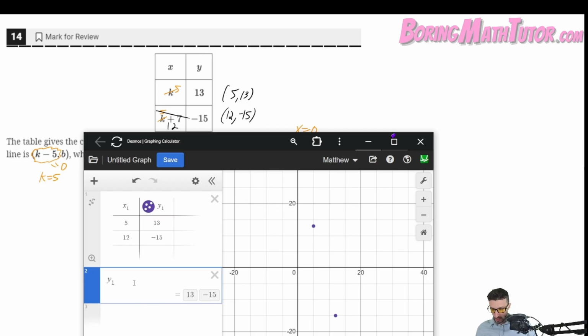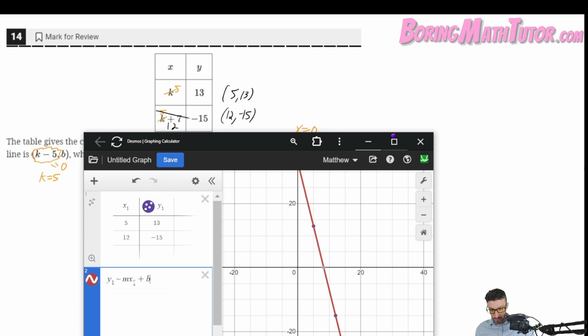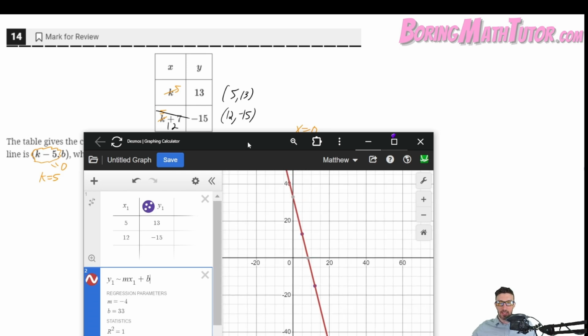Now, the way you do it is instead of putting an equal sign, you put a squiggle sign. So instead of putting y, you put y1. Instead of putting the equal sign, you put a squiggle sign. Then we want it to be in the form of mx plus b. So that's going to be m times x1 plus b. And look at that. It made the line that I wanted.